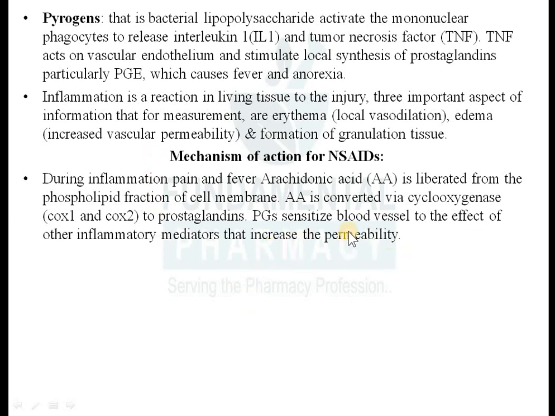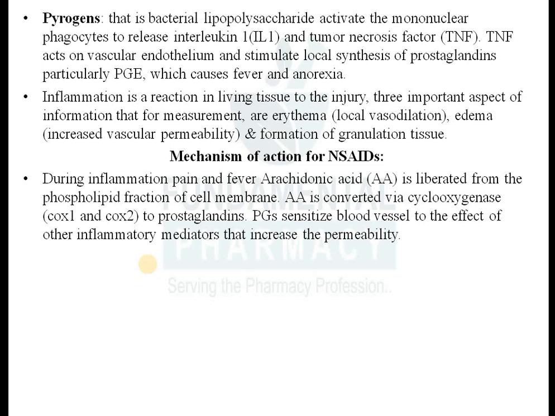Now these prostaglandins themselves increase the sensitivity of pain nerves. Okay, so prostaglandins will sensitize blood vessels to the effect of other inflammatory mediators, and also increase the permeability of blood vessels. That will increase the erythema, then cause edema, pain, necrosis and all that. So the main chemical responsible for the pain, inflammation and edema is nothing but the prostaglandins, and it is formed by the cyclooxygenase pathway.